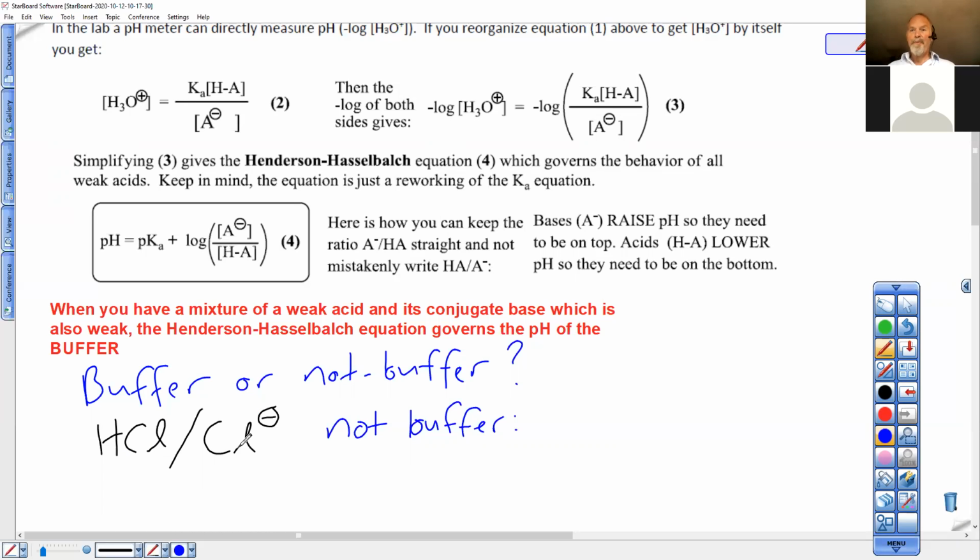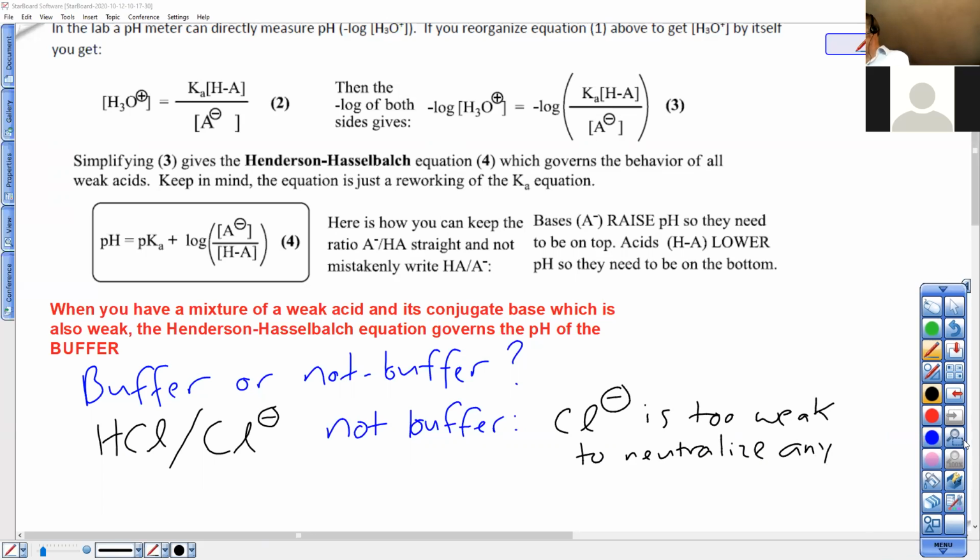It's too weak. Okay, so no. I mean, it's not even going to use the definition. Cl minus is too weak to neutralize any acid. So that's not a buffer.